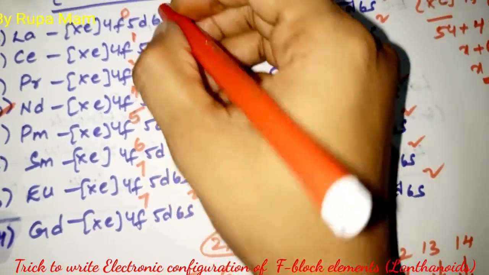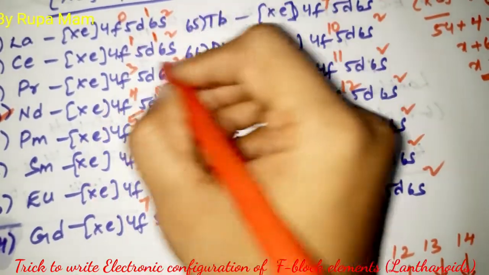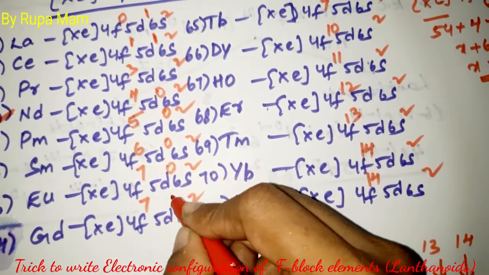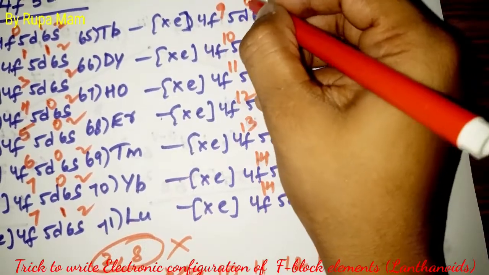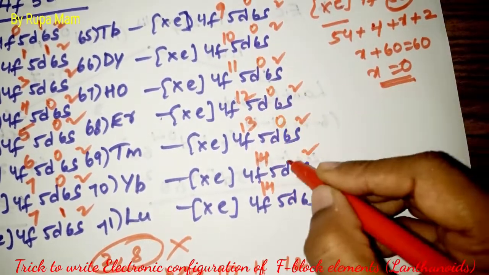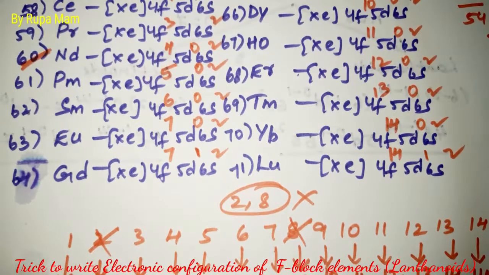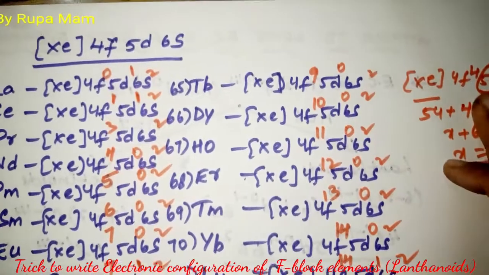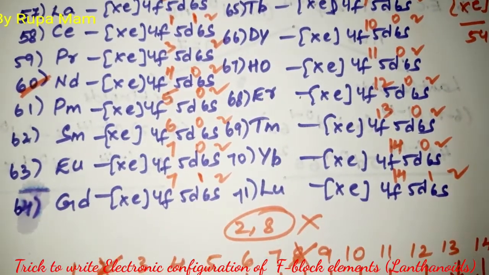Fill like this, and we will get 0, 0, 0, here 1 and here 0, 0, 0, 0, 0, 0, 1. These are the fillings of f, d and s orbitals in lanthanoids. Okay, it is very easy. Similarly, if you take any element, it is easy to fill the electrons of lanthanoids. This is about the electronic configuration of lanthanoids and how to fill it.